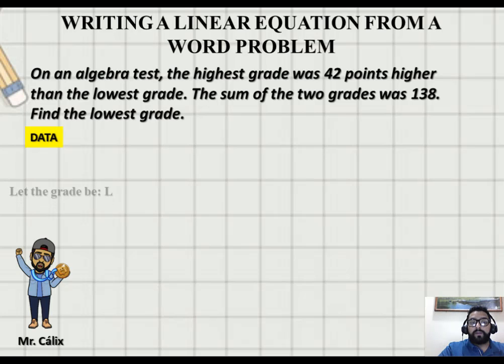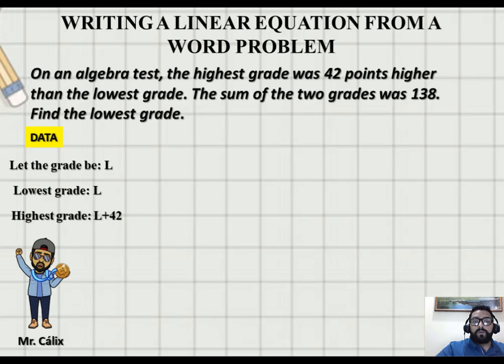So what do we have to do? In the data, we are going to let the lowest grade be the variable L. Then we know the lowest grade is L because we don't know what the lowest grade is. And we know the highest grade, in the first part, was 42 points higher than the lowest grade. Higher we can interpret as an addition. It's the lowest plus 42 is the highest grade.